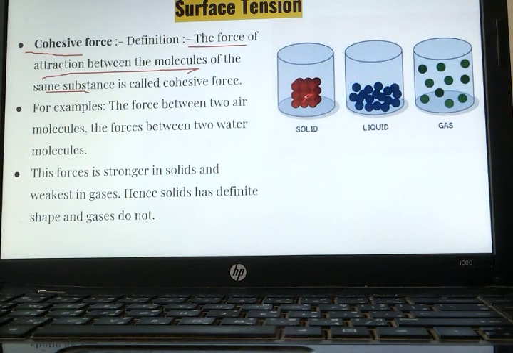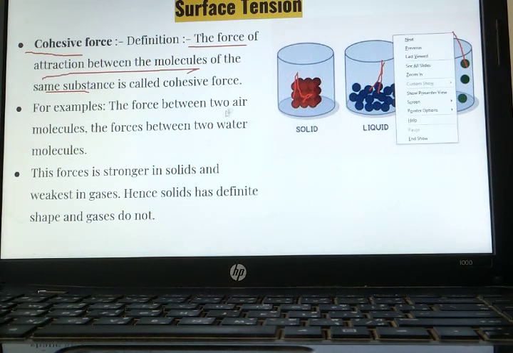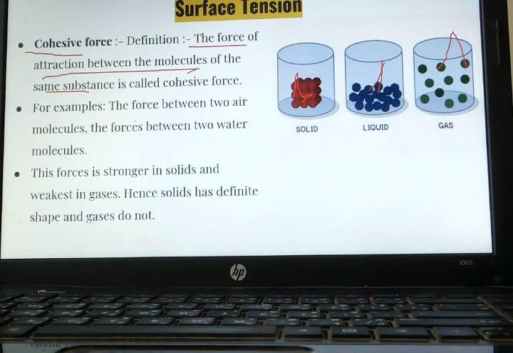This is a solid substance. This solid and this solid will have some sort of force. This force is called cohesive force. Again, this liquid and this liquid particle will have some force, cohesive. This gas particle will also have some force. So the force between two air molecules or two water molecules is called cohesive force.